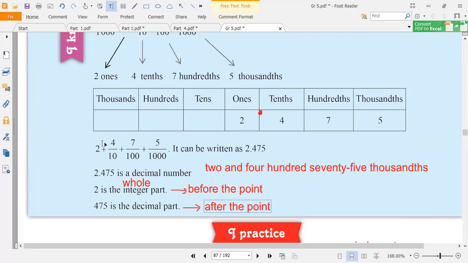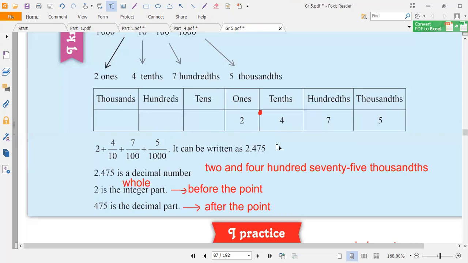2.475 can be written as 2 plus 4 tenths plus 7 hundredths. It means 7 over 100 plus 5 thousandths. So we can write it as a whole number plus fractions, and each digit we write over its place value. For example, 4 is the tenths digit, so it is over 10. 7 is the hundredths digit, so it is over 100. 5 is the thousandths digit, so it is over 1000.